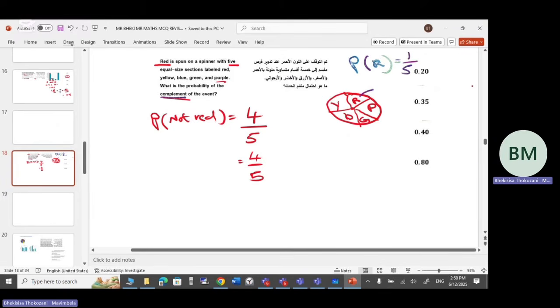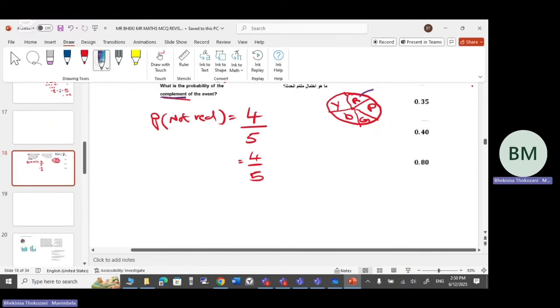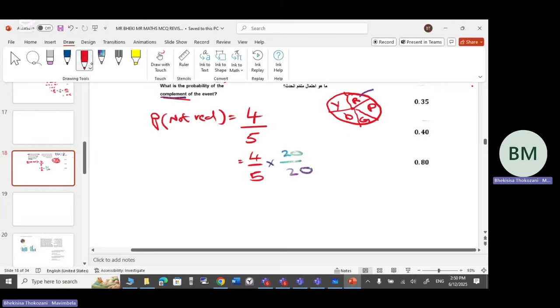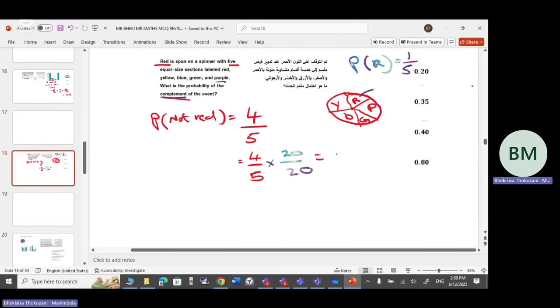Yes, you are correct. I need to multiply it by what? By 20. So I'm going to multiply everything by 20, the first one over 20, and the second one over 20. Are you with me? So 4 times 20 will give us what? 80. 5 times 20 will give us what? 100. Now, what does this mean?